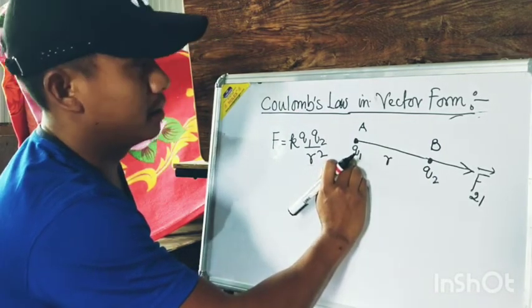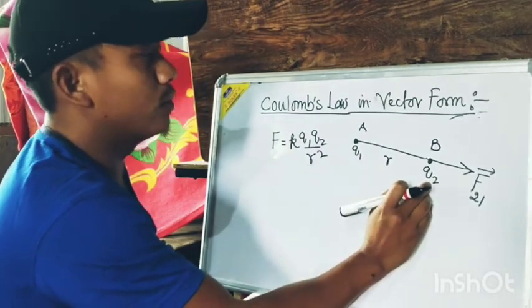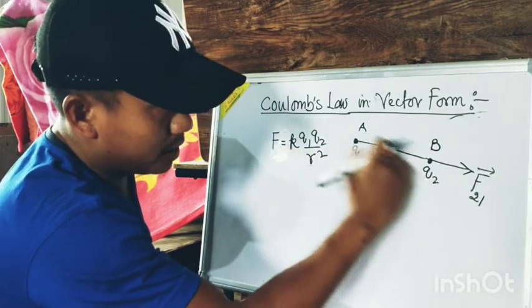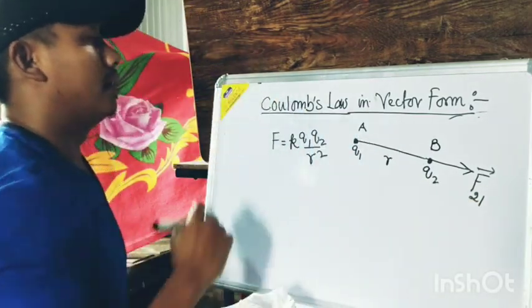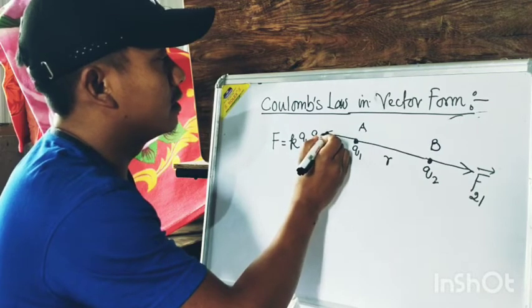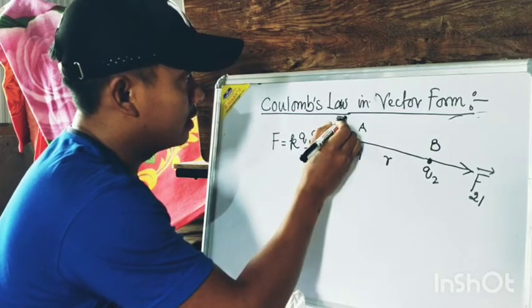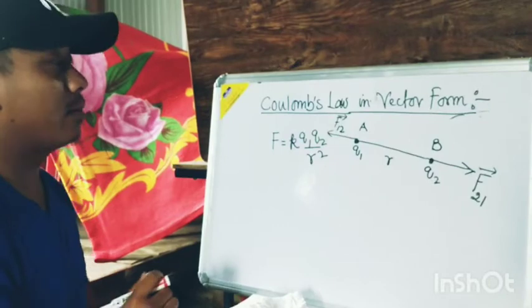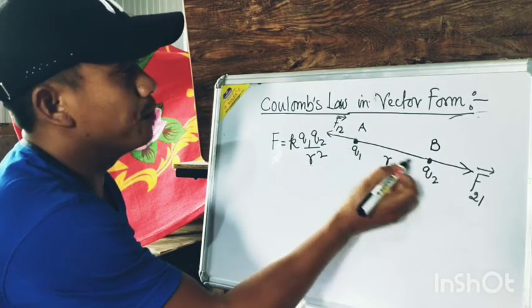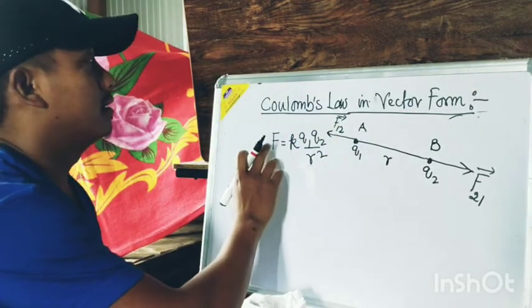Q1. Okay, so F21 is the force exerted on Q2 by Q1. And similarly, the force on Q1 due to Q2 will be named as F12 vector. F12 vector, as you know, is the force exerted on Q1 by whom? Q2. Then, let us try to represent this Coulomb's law in the vector form.